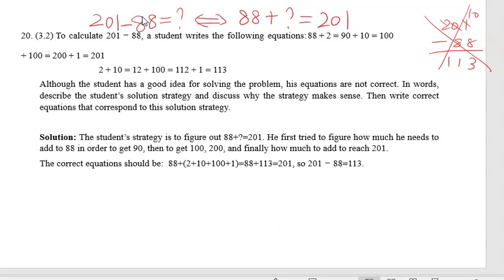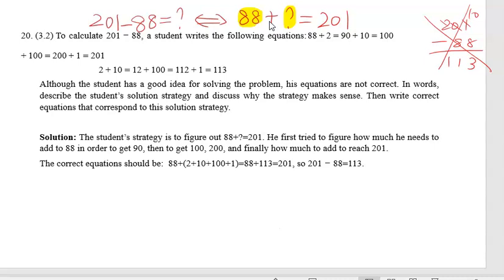For example, if your electricity bill is $201, but you only have $88 in your pocket, how much more money do you need? You start with $88 and you're trying to get more money from your bank account or your piggy bank. How much more money do you need to get in order to make $201? So we're not doing subtraction. We're actually going to do addition gradually until we can reach 201.